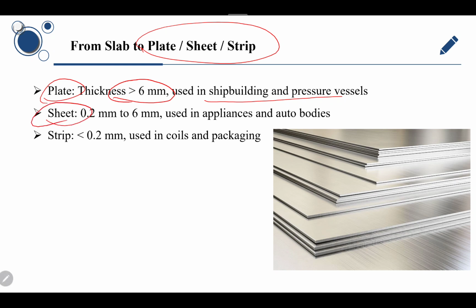Sheets have a thickness ranging from 0.2 mm to 6 mm. They are versatile and widely used in appliances and auto bodies. Strips are the thinnest of these products, with a thickness less than 0.2 mm. Strips are typically used in coils and packaging.